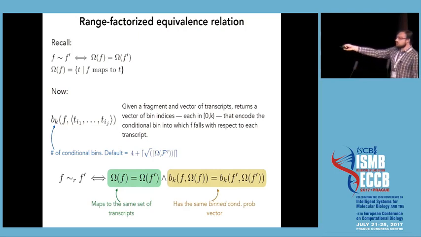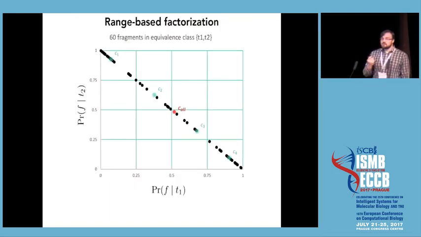And we define a new equivalence relation. We say that two fragments are equivalent if and only if they map to precisely the same set of transcripts, and they have the same conditional probability vector, right? Here the vector is over integers, it's over indices of bins, and so it's very easy to check this relation. And you can think about this intuitively as well.